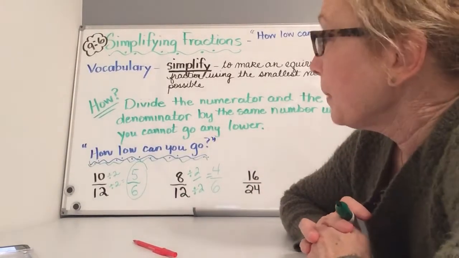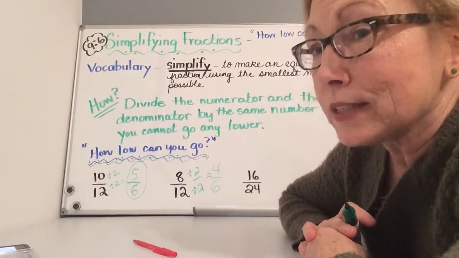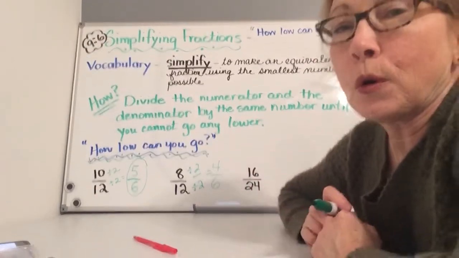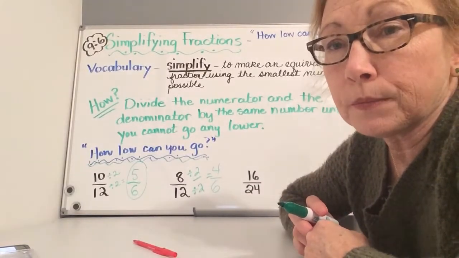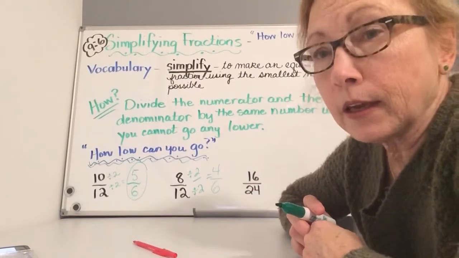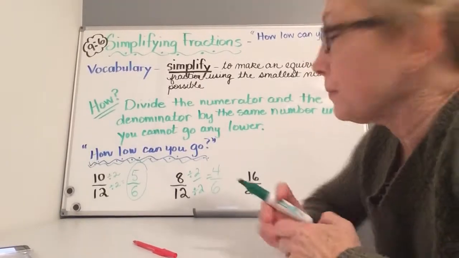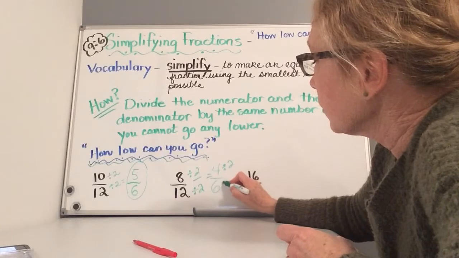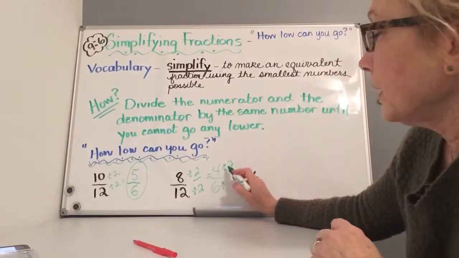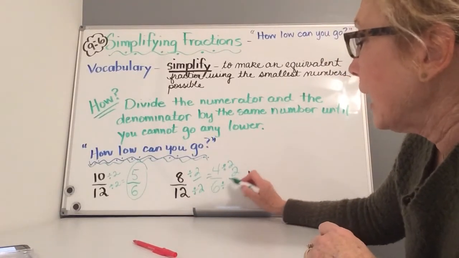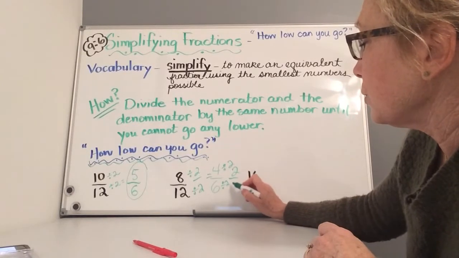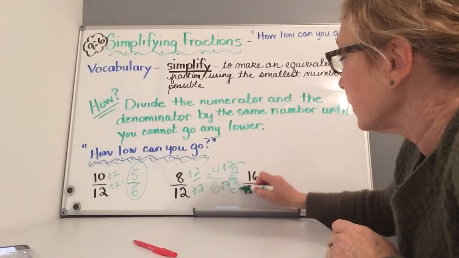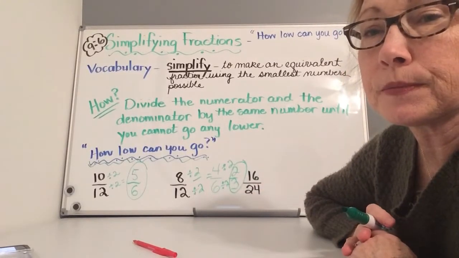All right? But I have to make sure that's as low as I can go. Can I divide 4 and 6 by any other number besides 1? I can, can't I? I can divide by 2 again. So I'm going to go ahead and divide by 2 again. 4 divided by 2 is 2. And 6 divided by 2 is 3. So my final answer here is 2/3.